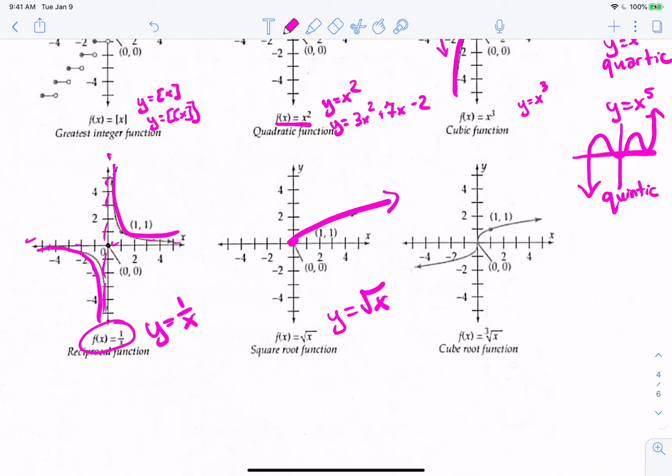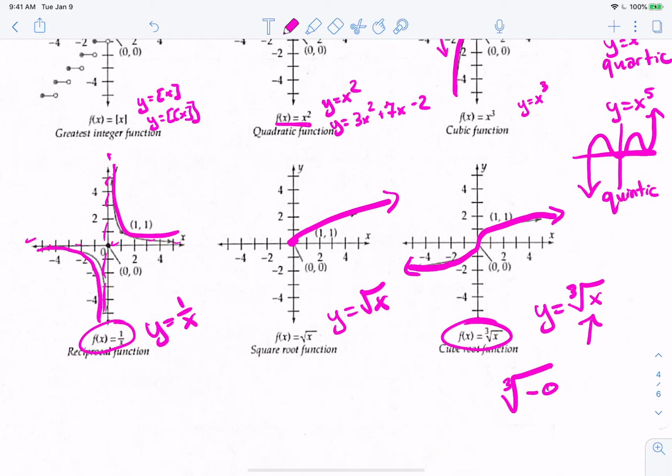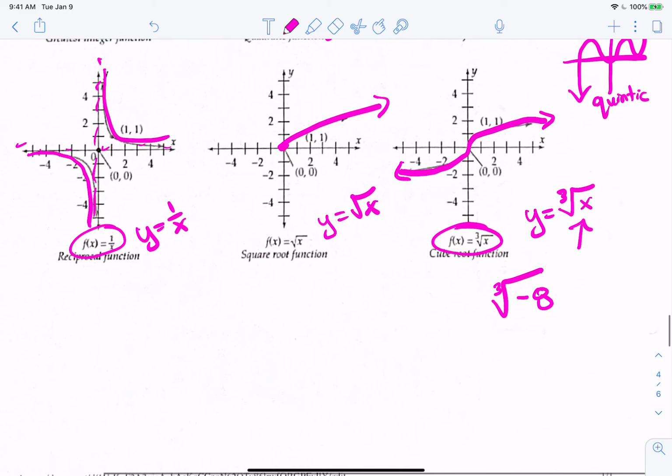The cube root function is y equals the cube root of x. It's also down here, f of x. The cube root function starts here. It goes forever this way, but it also goes back the other direction. Why does it get to go the other way? You can take the cube root of a negative number. You can take the cube root of negative 8. What times itself 3 times will give you negative 8? Negative 2. So you can take the cube root of a negative number. That is totally legal. That's why it gets to go back the other direction and the square root does not.